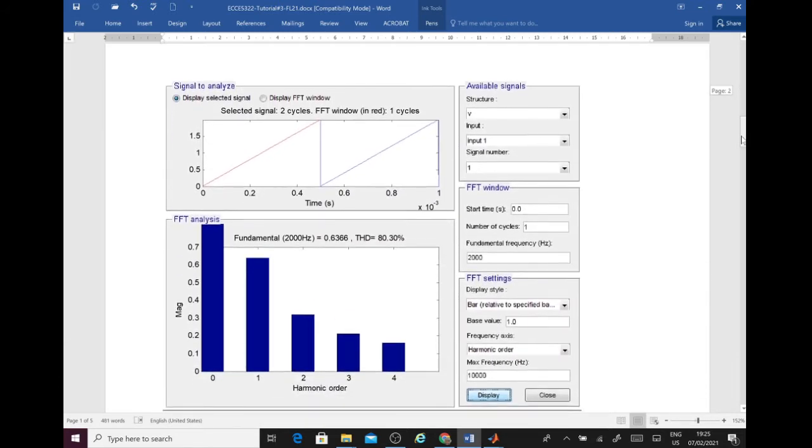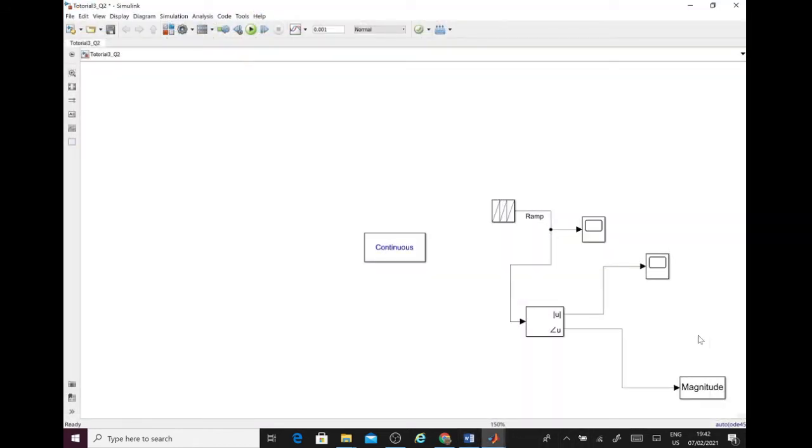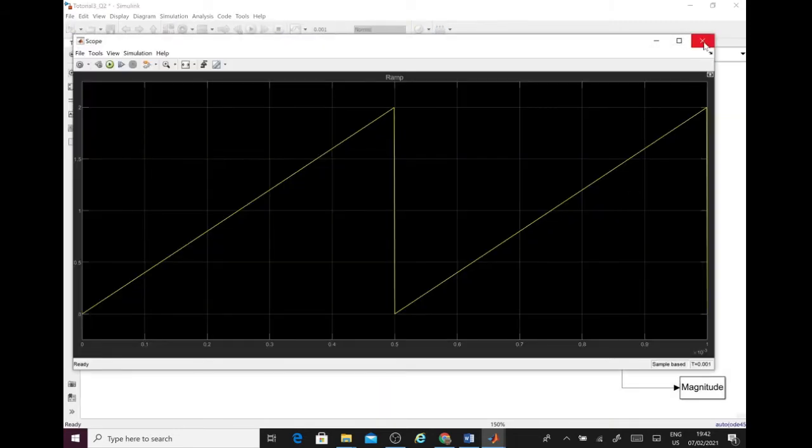Actually, we can do this problem by using MATLAB. So let me show you. Okay, so this is the MATLAB file for the ramp function. If I run the MATLAB file, see the ramp function. This is the ramp function.